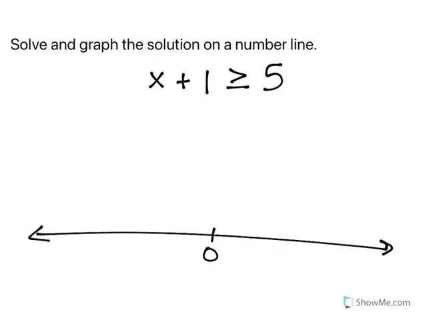And x plus 1 is greater than or equal to 5. So now, I'm going to subtract 1 from both sides. So x is greater than or equal to 4. So here's 4.